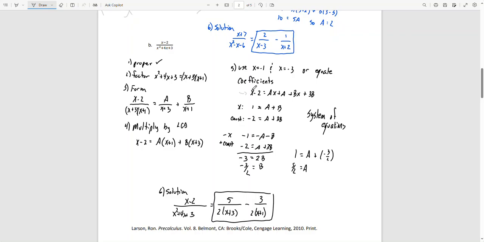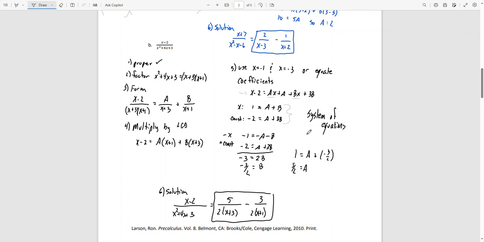Now check it out. Gather everything with an x. On the left, we have 1x. On the right, we'll have ax and bx, so that's a plus b, with the x out here, kind of like we factored out the x. We're looking at coefficients. It's called equating coefficients. And the constant terms: I have a -2 on the left. No x with this a, no x with 3b, so we'll have -2 equals a plus 3b. Now this is a system of equations.